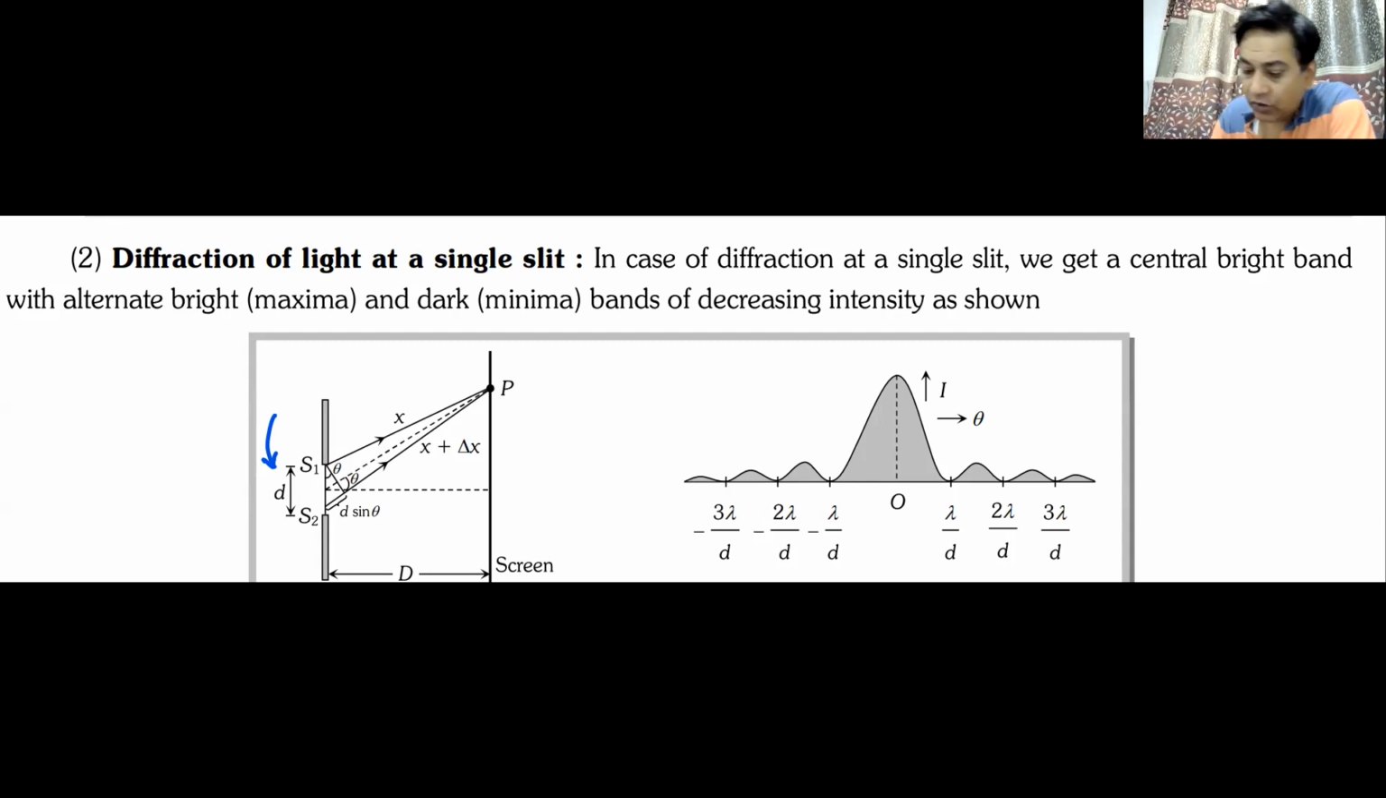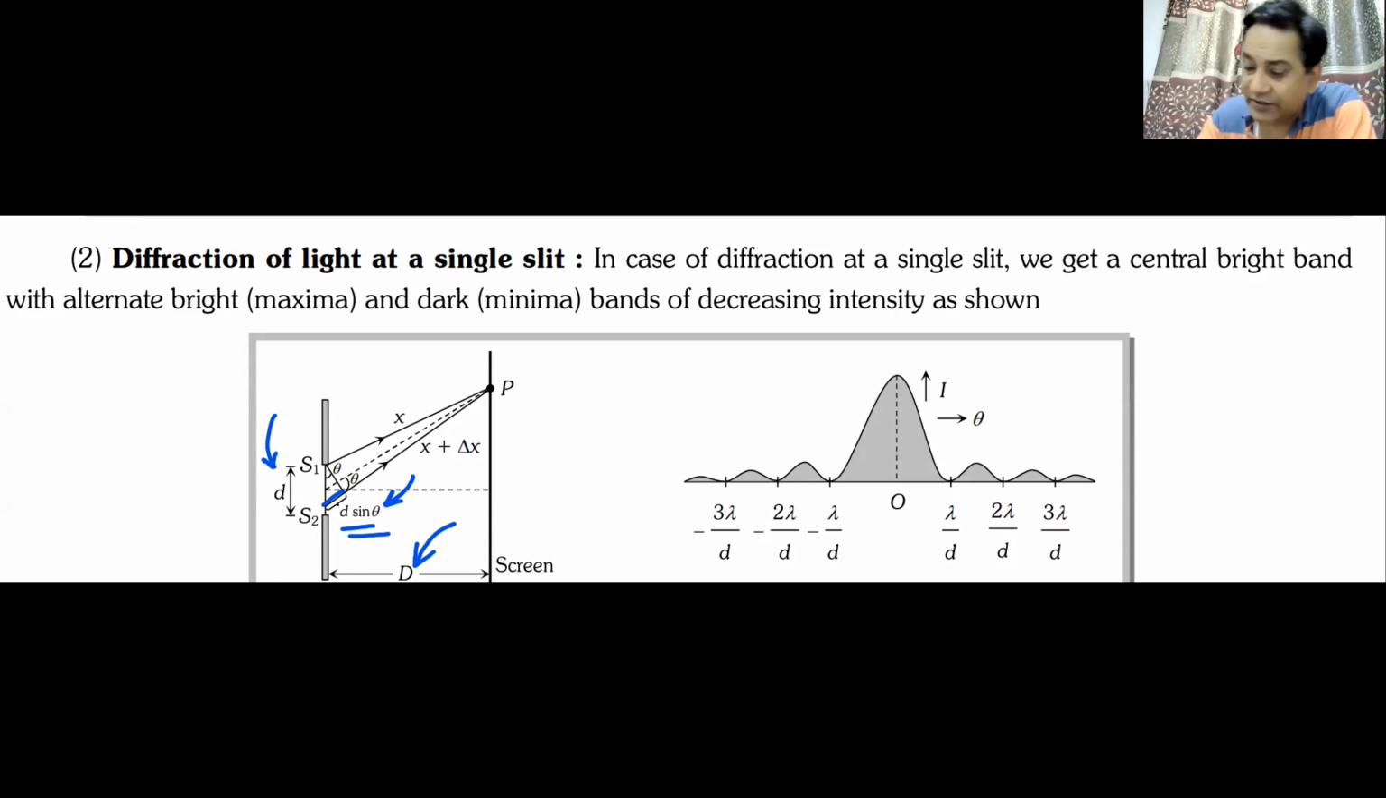Okay. What else? In Young's double slit experiment, we also had capital D. Capital D was the distance between the slit and the screen. Here also we have the same thing. Capital D is the distance between the slit and the screen. Do we understand this? Yes, sir. Similar to interference, we had this small distance as the path difference between the two waves, and this was d sine theta. So everything looks similar here.